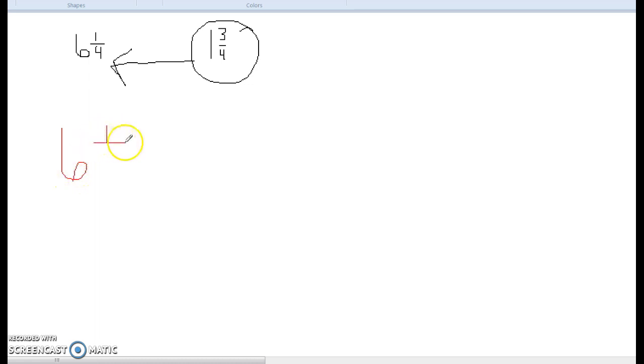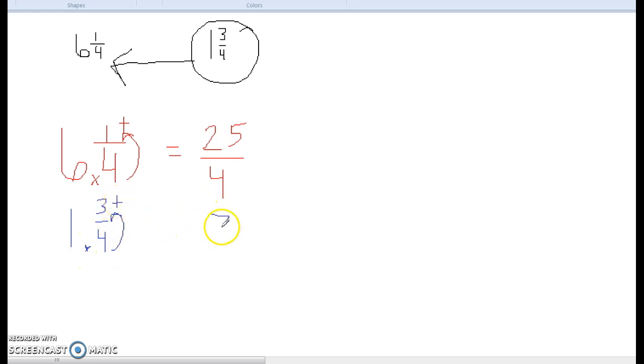With 6 1/4, we're first going to multiply the 6 by 4, and then add the 1 to it. So 6 times 4 is 24, plus 1 gives us 25 over 4. So that's our first improper fraction. Our second improper fraction is 1 3/4. We multiply the 1 and the 4. 1 times 4 is 4. Then we add the 3, and that gives us 7/4. So that's our second fraction.